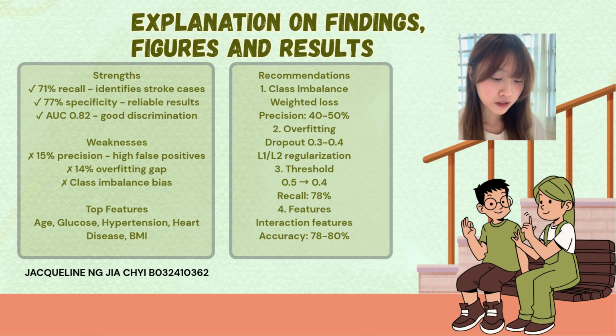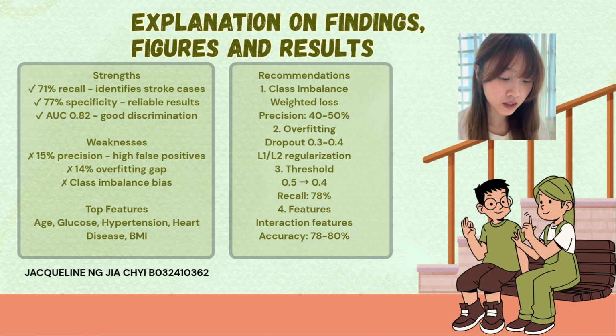Explanation on findings, figures and results. The model's main strength is 71% recall. We catch more stroke cases. The weakness is 15% precision. 87% of our alerts are false alarms. We have 4 improvement strategies.